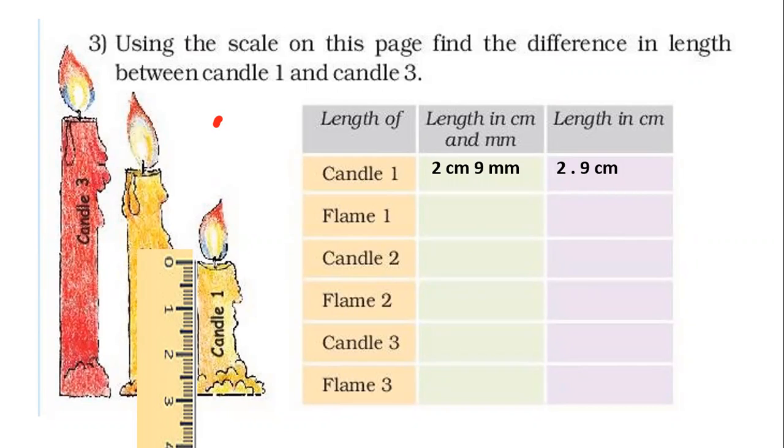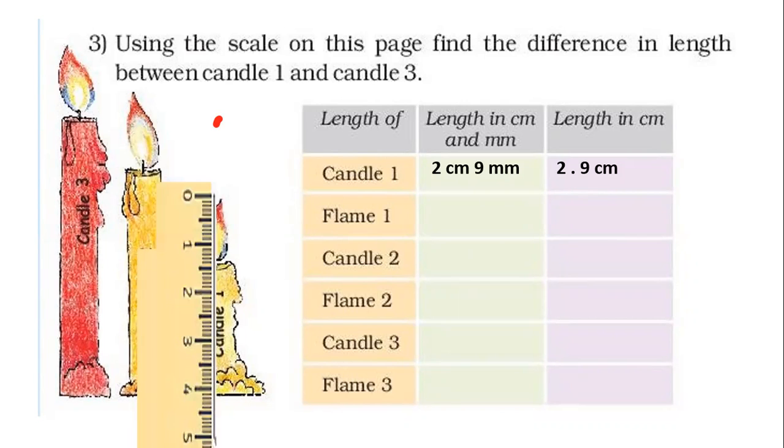You can write later. Now just answer my question. Otherwise, if you start drawing all this, it takes time. So you can do this later. Here I am showing the scale. You tell the measurements. First candle 2.9.